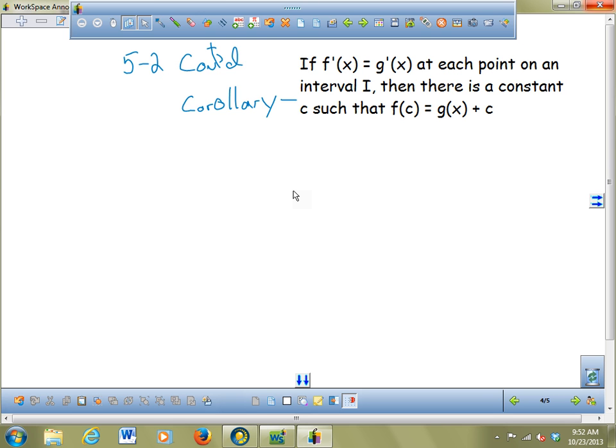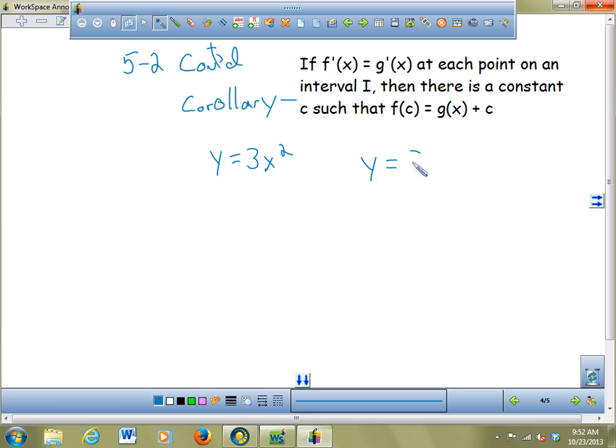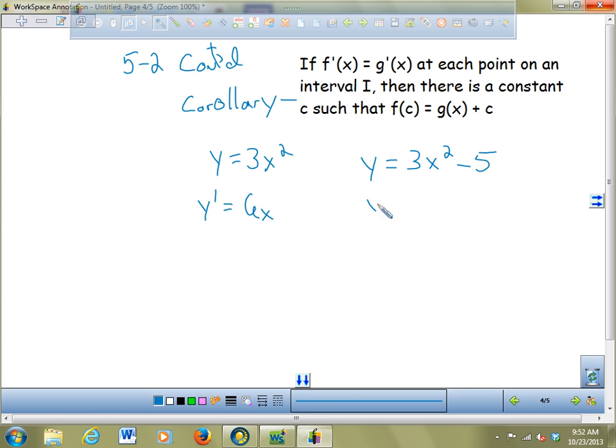For instance, say you have the function y equals 3x squared, and you have the function y equals 3x squared minus 5. What's y prime in this case? 6x. What's y prime in this case? 6x, right? What's the difference between this function and this function? The only difference is that they're the same, except there's a constant added to this function, right?